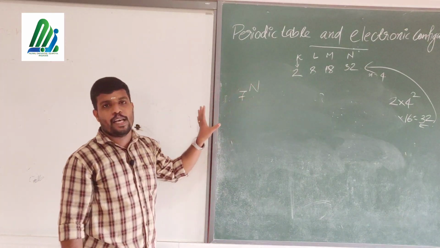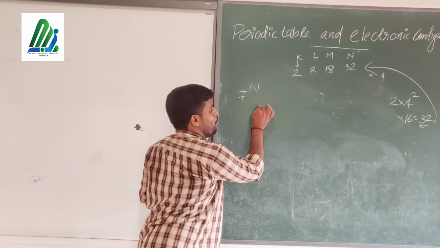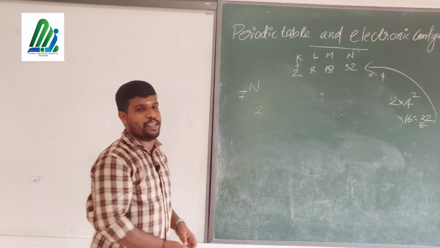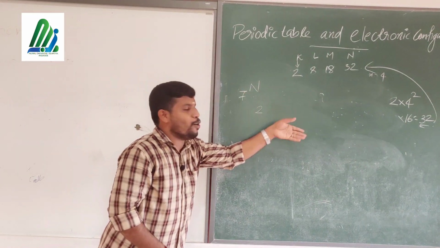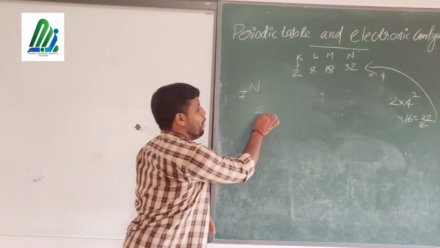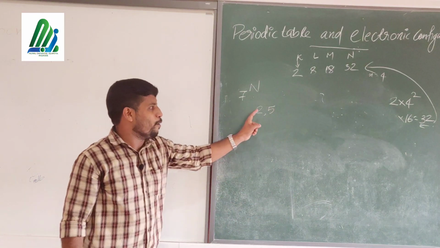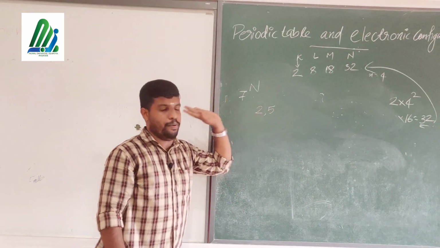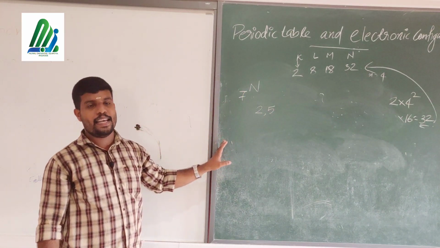According to that, if you write the electronic configuration of atomic number 7, nitrogen, how many electrons are possible to accommodate in the first shell, the K shell? It is 2. Then how many electrons are left? 5. The 5 electrons are filled in the second shell. So the electronic configuration is 2, 5. This is the electronic configuration of atomic number 7.